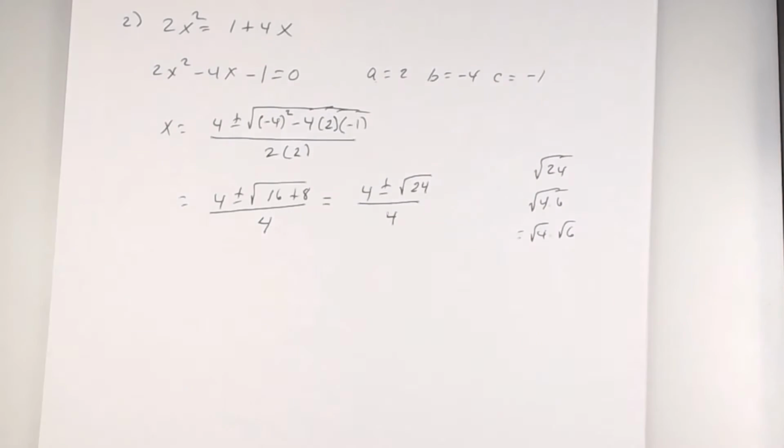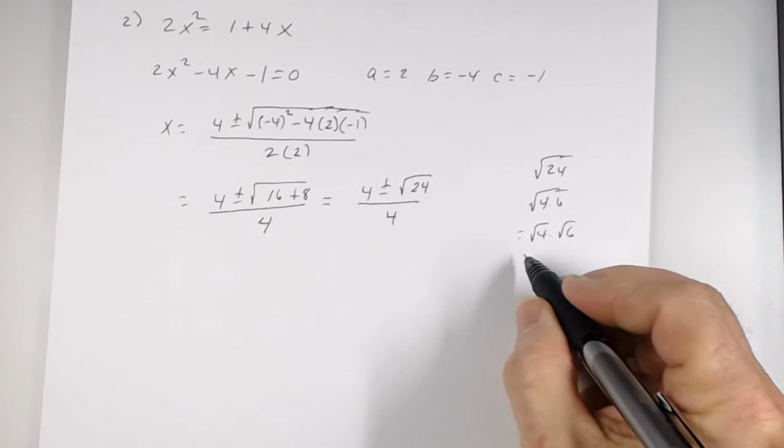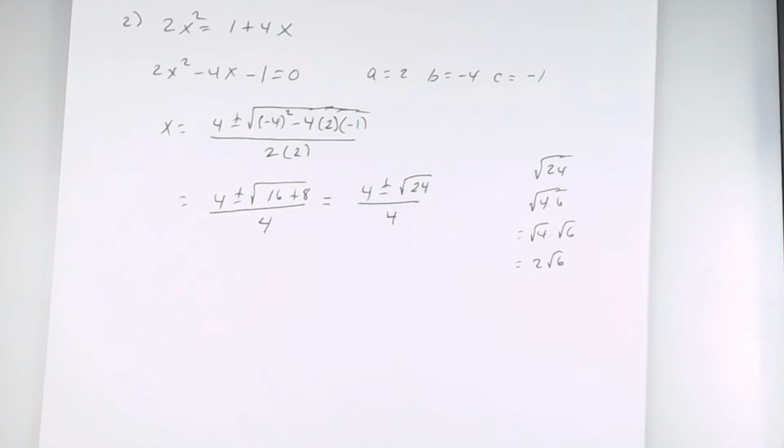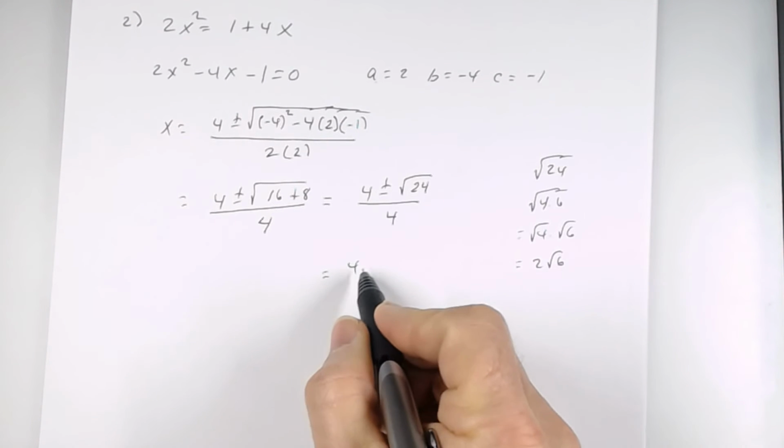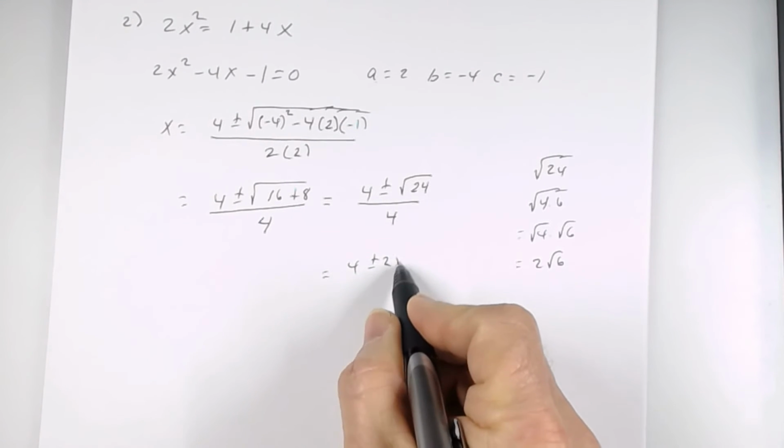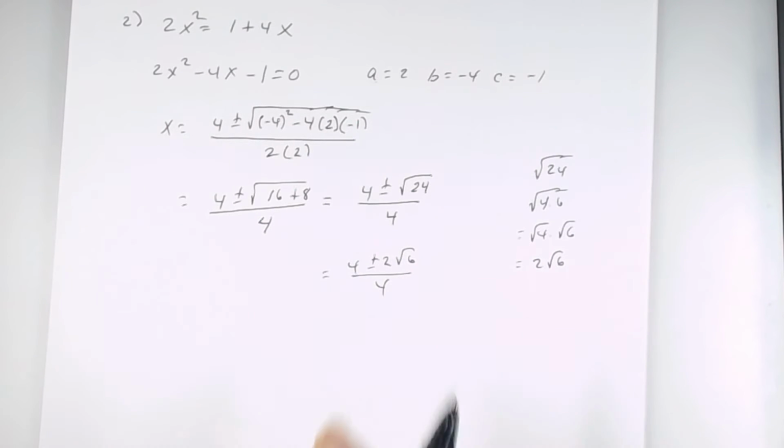Some of you may need to go up to the side and write all this stuff down. It's no big deal. Some of you can just visually look at this right away and say what the square root of 24 is simplified. So what's the square root of 4? 2. So you get 2 square root of 6. So that goes here. So I get 4 plus or minus 2 square root of 6, all divided by 4.